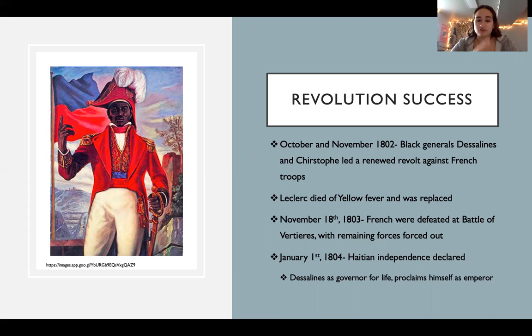Dessalines was rewarded by being governor for life. He proclaimed himself as emperor, and Haitian independence was declared, and they renamed Saint-Domingue as Haiti because that was its indigenous name. The Haitian army and Haitian forces had lost about 200,000 people, including the majority of that being due to violence that they had faced throughout these battles.